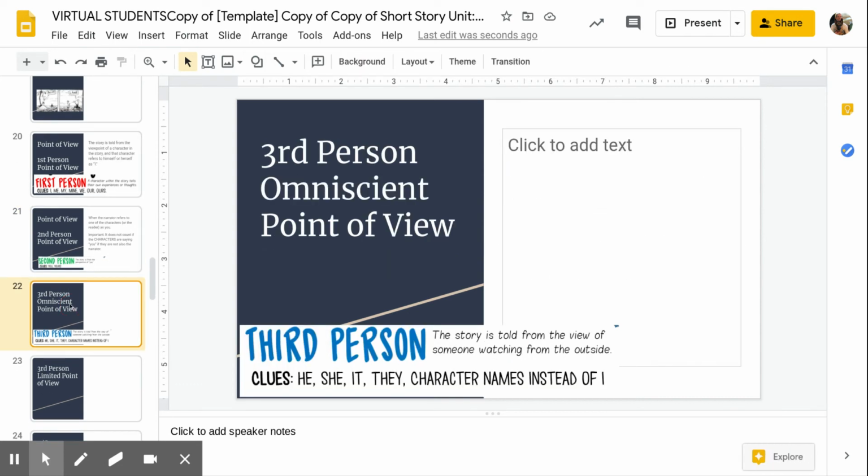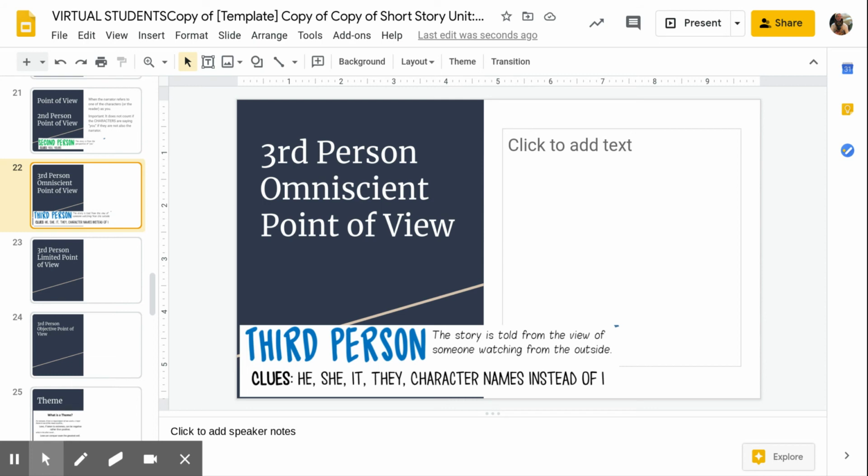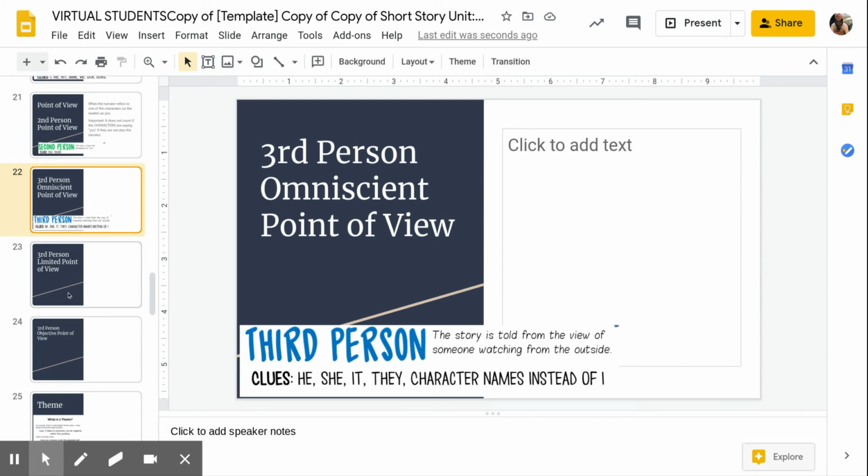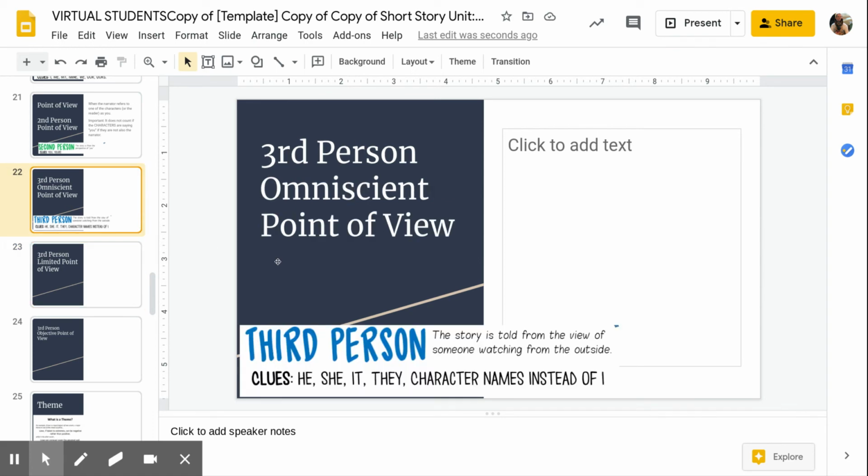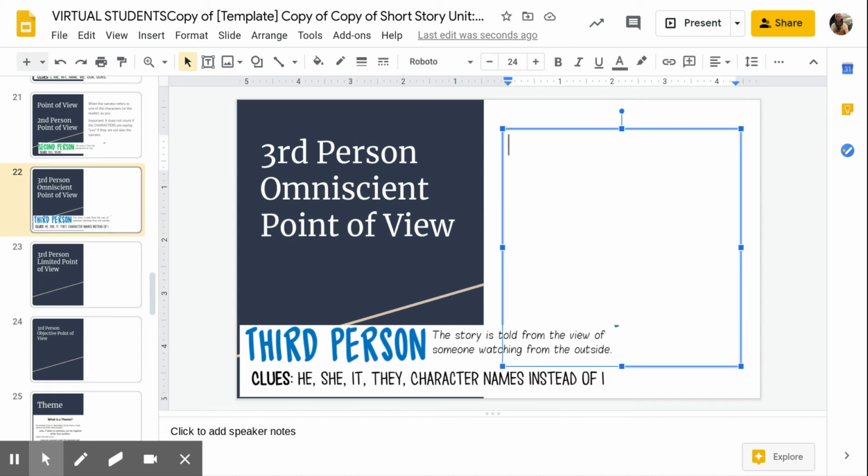So third person, this is whenever it kind of gets a little tricky because third person has all the same pronouns: he, she, it, they, a character's name. But there are three different types of third person point of view. There's omniscient, which, if you all know what omniscient means, literally means all-knowing.